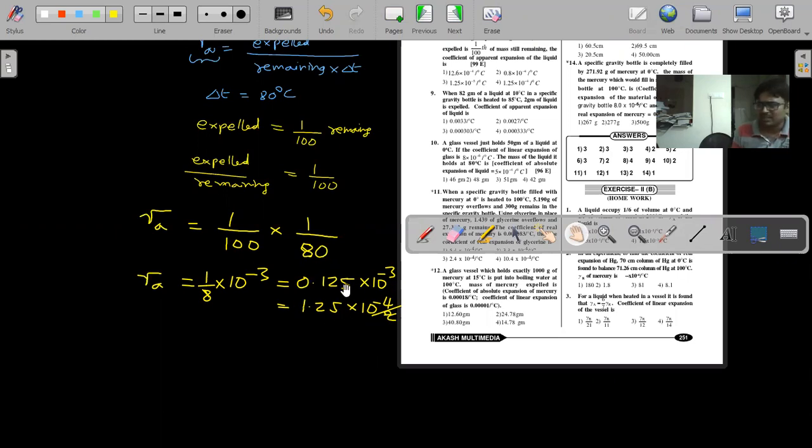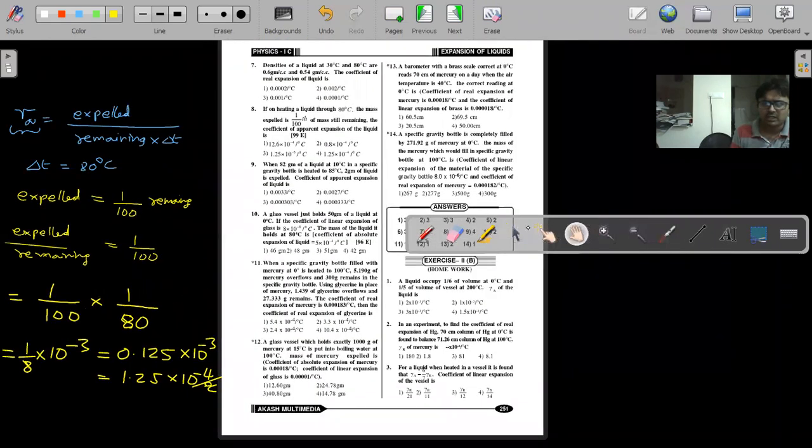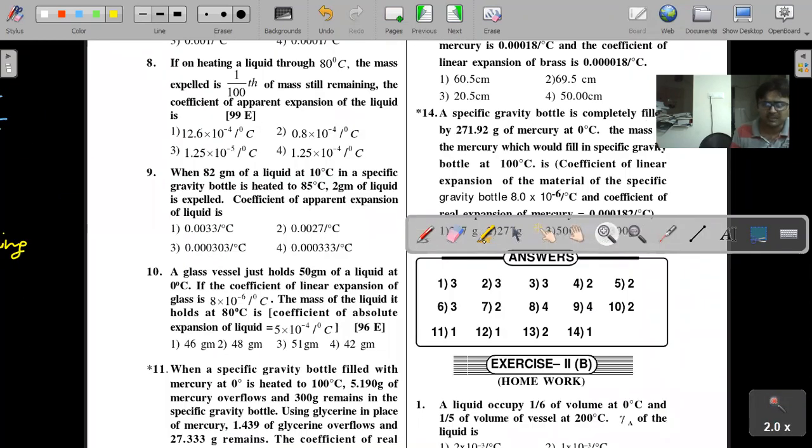Why did you write it like that, sir? Is it correct? Yes, that is correct, no doubt. But according to the options, we have to make the changes for that purpose. In physics, beta, remember, you have to go according to the options. Check our option, they have given 1.25 into 10 power minus 4. We don't find 0.125 into 10 power minus 3. So for that purpose, we did it in this way.